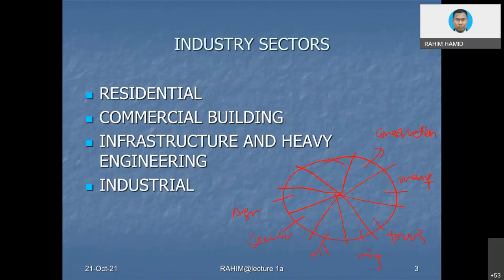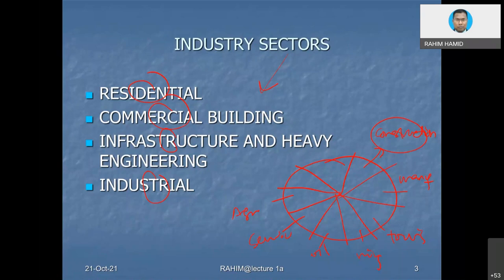But inside construction itself, we have a few sectors, meaning a few sections, namely residential, commercial, infrastructure, industrial, to name a few, because sometimes they are grouped according to sector or the nature of the contract. Residential is basically the housing industry, where people live.